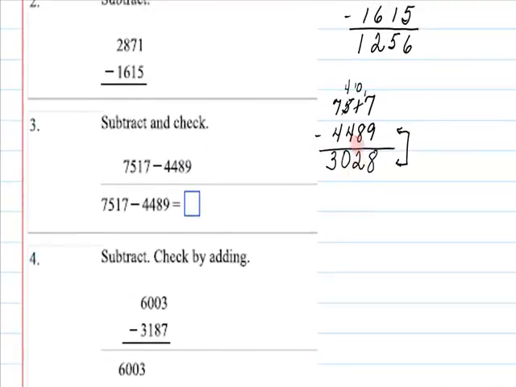1 plus 2 is 3, plus 8 is 11. There's the 1, carry a 1. 1 and 5 is 6, and 3 is 7.